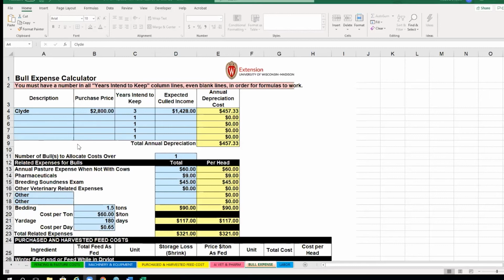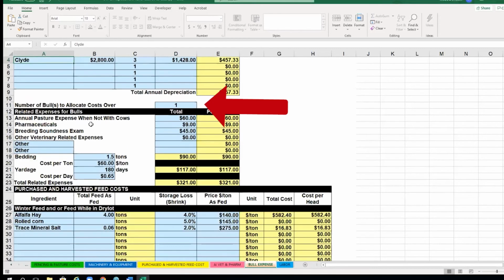Next, we want to go through what is the purchase price, years you intend to keep that particular bull, and your best estimate of what the cull income might be from when you sell that bull to come up with this annual depreciation cost. In this example, we have one bull, so we're going to keep moving down in this tab. We want to have you enter the number of bulls to allocate these costs across, and we're going to look at what's your pasture expense, pharmaceuticals, what's the cost to conduct a breeding soundness exam, which we highly encourage you to do, and other veterinary expenses.